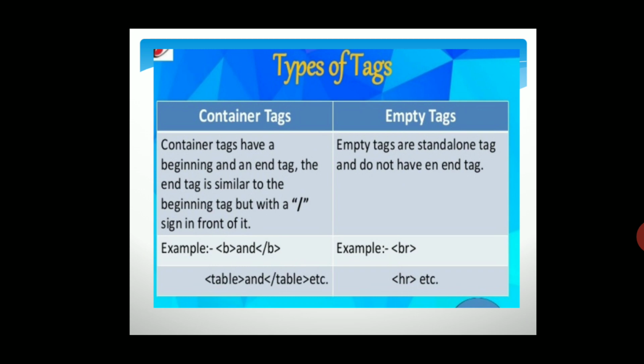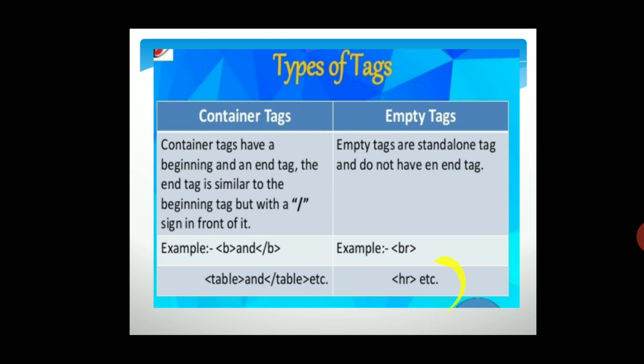Like for example, you can see this B. Later on we will study B means bold. Okay, this has a closing tag, means this is a container tag. And BR is an empty tag, means it is a line break. When you want to go to another line, give a line break, then that time you have to use this tag BR and it is an empty tag.